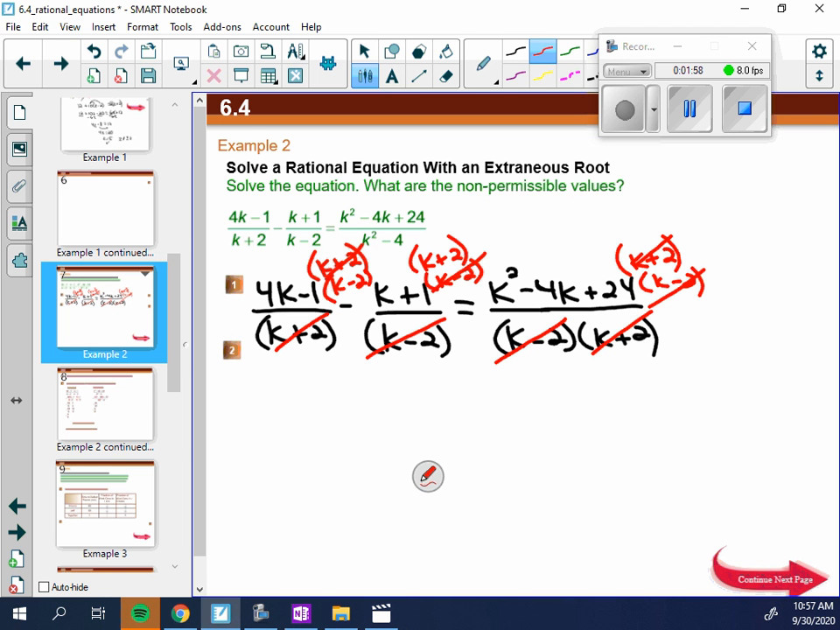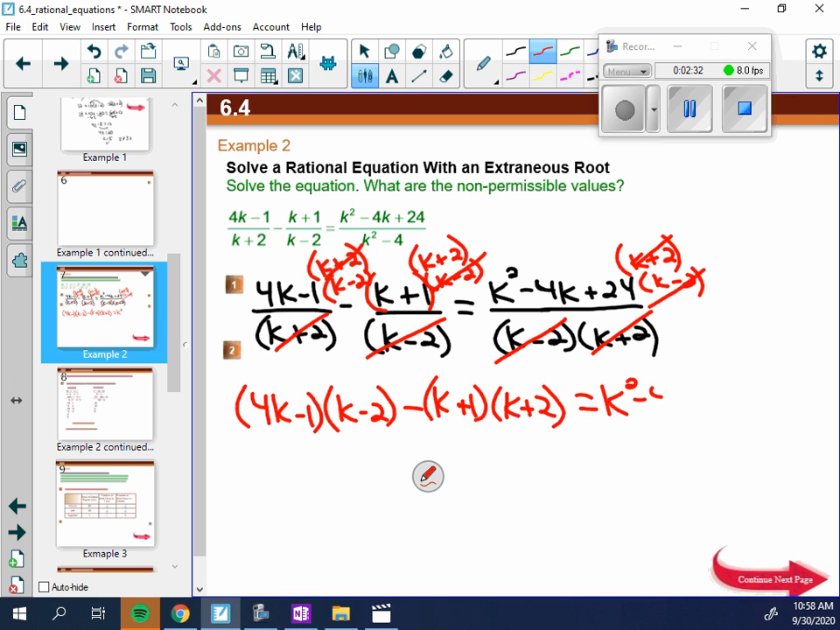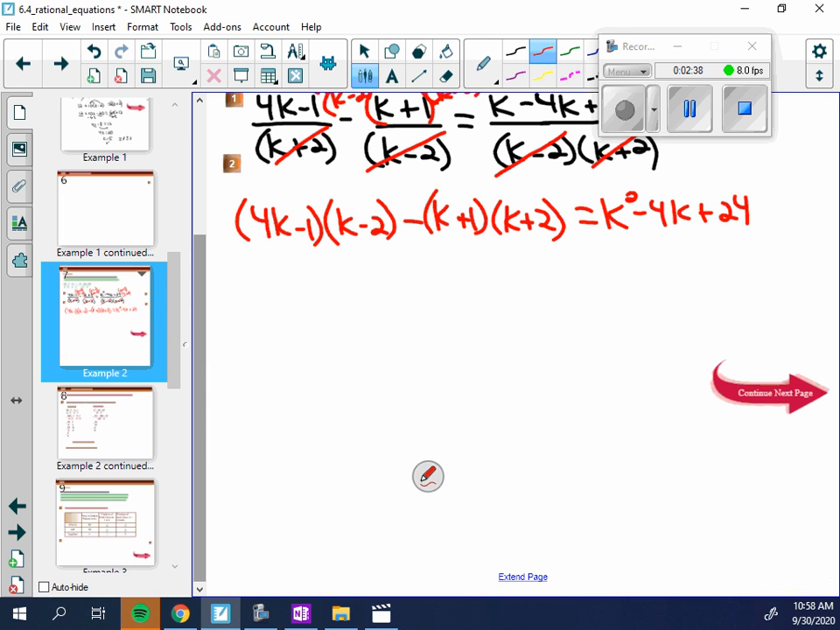Okay? First piece, though, I still have this 4k minus 1 there, and I do have to distribute it out with the other factor that's there. Now that 4k minus 1 did not have brackets there, but I have to put it there, because it's this term times by that set of brackets. Minus this term here, k plus 1, times by a k plus 2 equals, and everything canceled over there except for what I originally had, so I'll just keep that as k squared minus 4k plus 24. Okay. No fractions, super nice, no denominators at all.